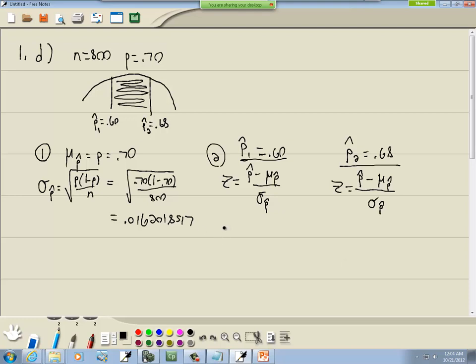So for this one, z equals p hat, 0.60, minus mu sub p hat, which is 0.70, divided by sigma sub p hat, which is 0.016201 8517. And this one is 0.68 minus 0.70 divided by that. I'll label this as 1 and this one as 2, just to indicate they're different.